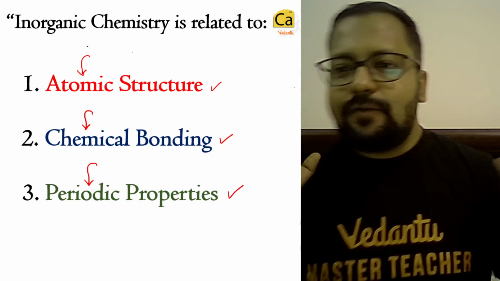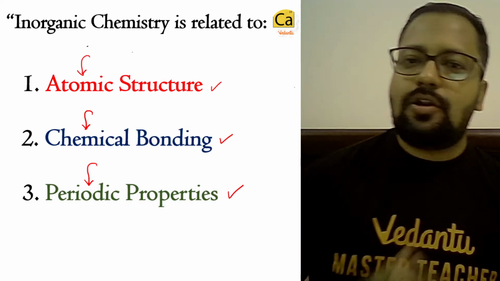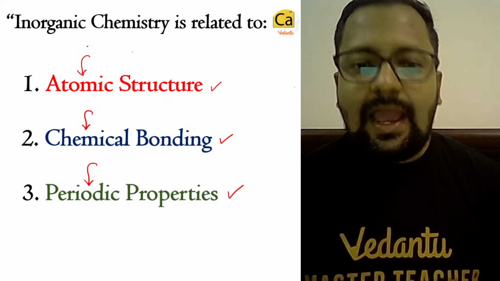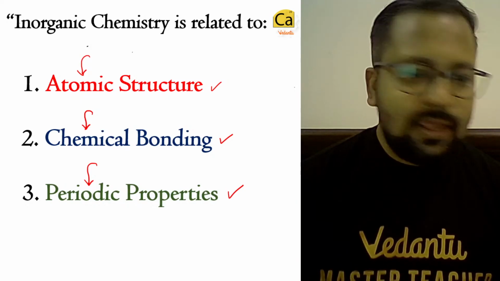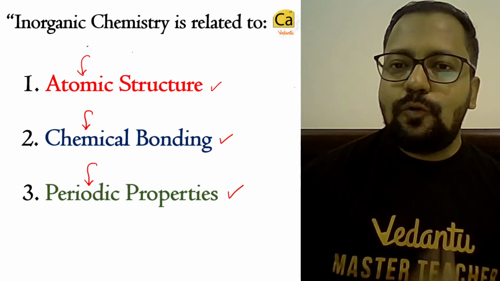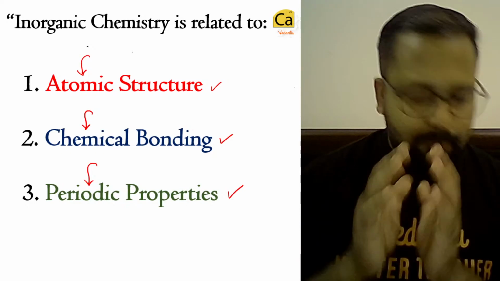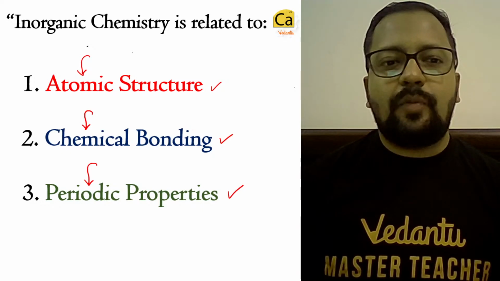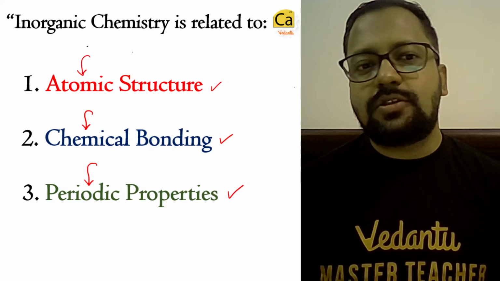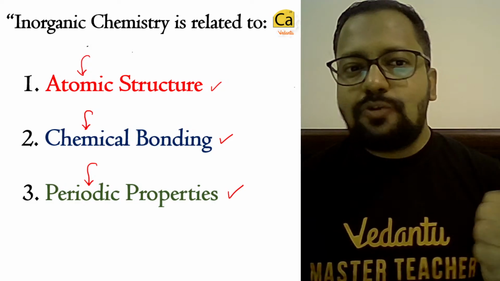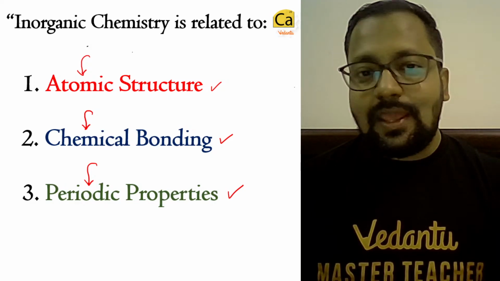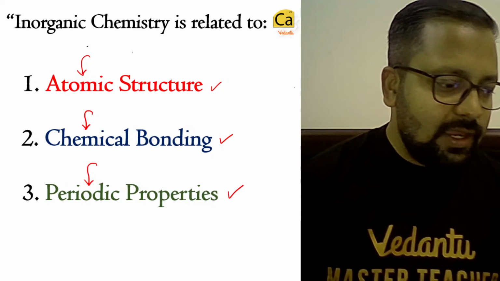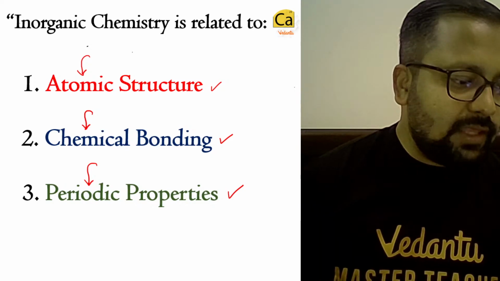I'm not talking of Schrödinger's wave equation. I'm not talking of very high level molecular orbital theory, but I think you know the basics of chemical bonding. You know the basics of periodic properties. You know the basics of atomic structure. So please don't be afraid of inorganic chemistry because it is related to only these three things.